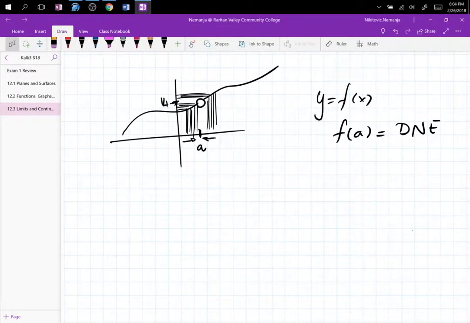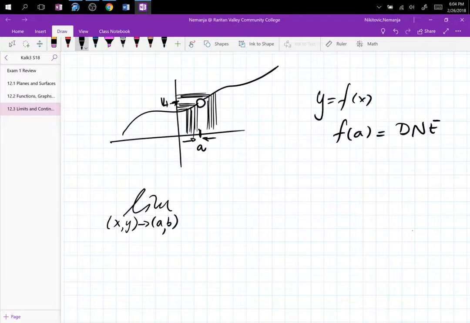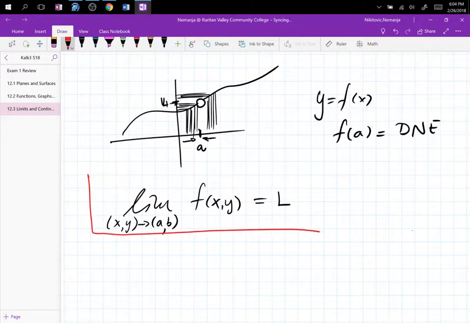gives us a little bit of an issue for computing, because the limit is still going to do the same thing. It's computing now the z value. So we are going to have that the limit as (x, y) approaches some fixed point (a, b), which is on the floor of your function, f of (x, y), which is z, is equal to some number L. So technically this is what we are looking at.